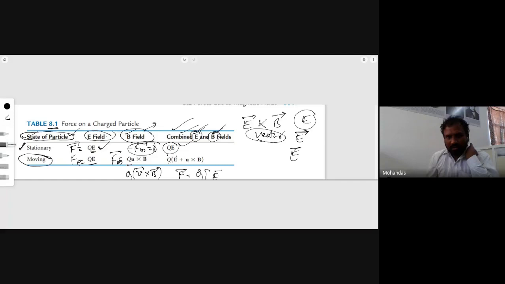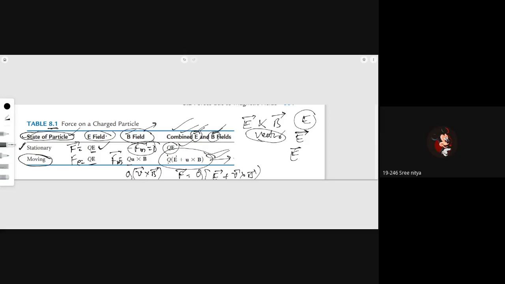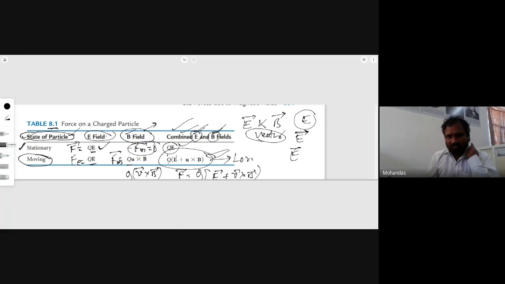This equation is very, very important. What is the name of this equation? Lorentz force equation. It is very important for understanding the working principle of electrical machines, how force is developed. When you switch on the supply, the charged particles flow in a copper conductor and force is developed. That is explained by this Lorentz force equation.